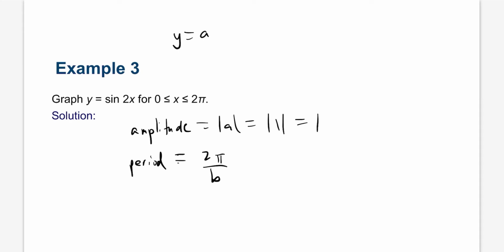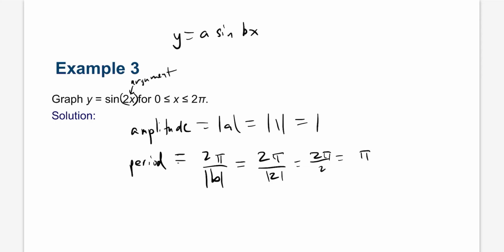So this is the general form of a sine or a cosine. That's your coefficient b. This is a. So it's going to be the absolute value of b, sorry. So this is going to be 2 pi over the absolute value of 2, which is 2 pi over 2, which is pi. All right. Then our argument is 2x. The argument goes between 0 and 2 pi.